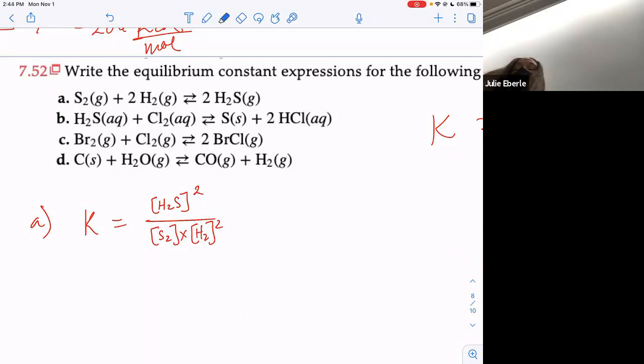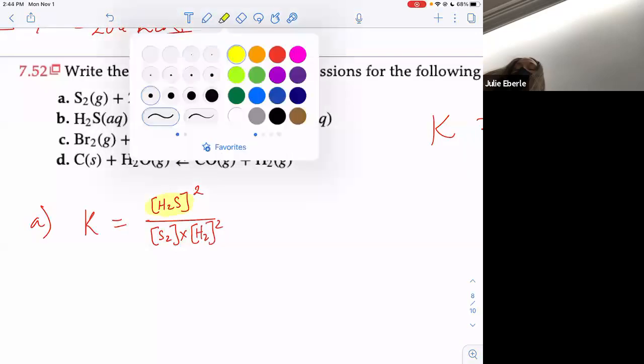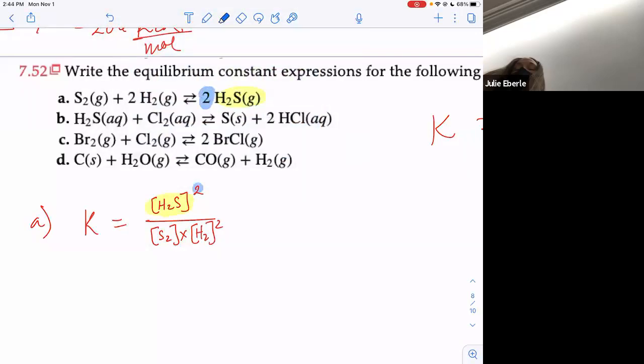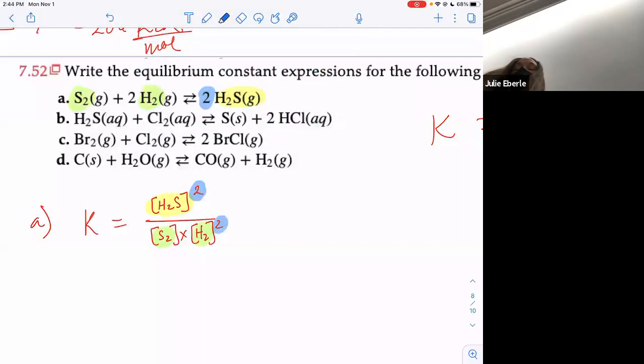Okay. In the yellow, I don't know if you can see yellow very well, that's my product. So my product is on top. Coefficient, I'll highlight in blue. This is my coefficient. And then the reactants we'll highlight in green. That's a reactant. That's a reactant. So you put those on bottom. To their coefficients, we only had one, which was the 2. Okay? Make sense?